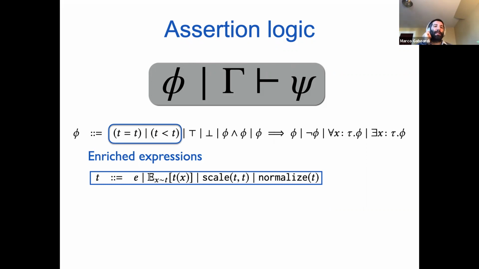So in particular, we are interested in a set of enriched expressions which contain expressions for expectation of functions, and then expressions for talking about scaling and normalized distributions. You can think about the last two as reasoning about conditioning, and the one for expectation as reasoning more in general about processes like Monte Carlo.